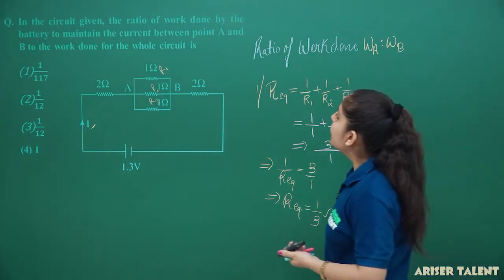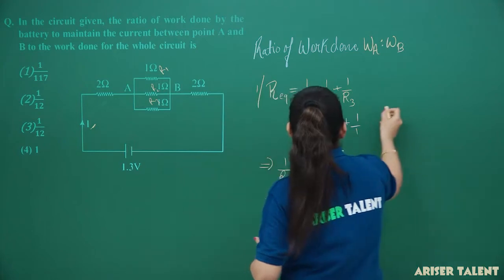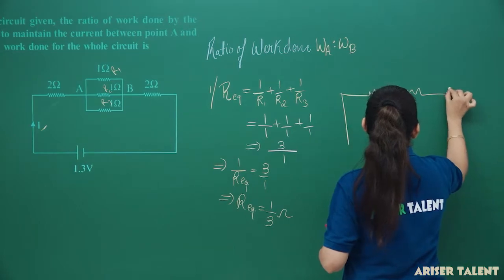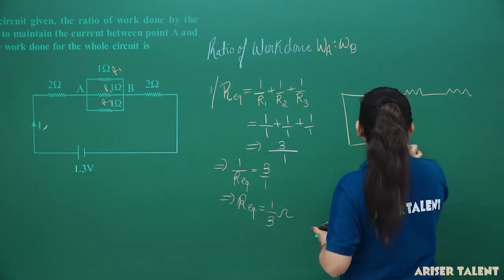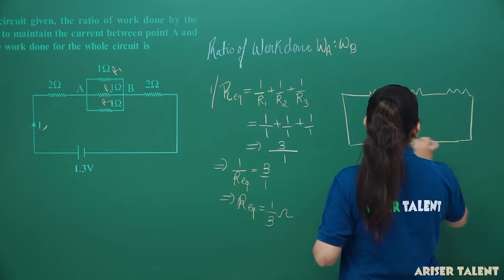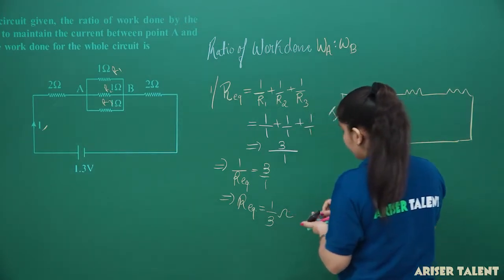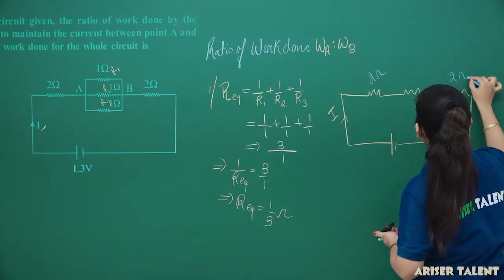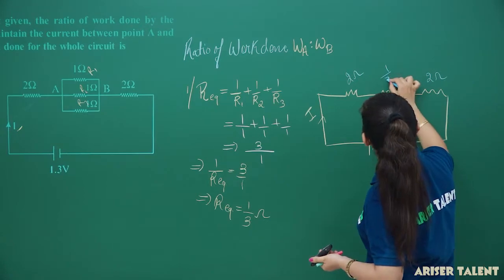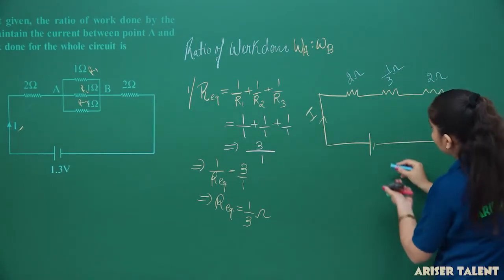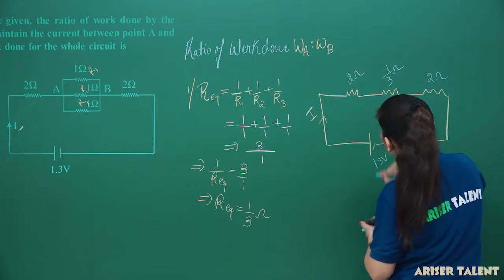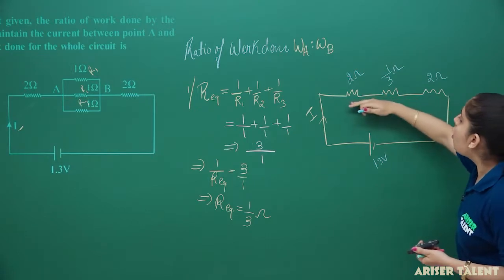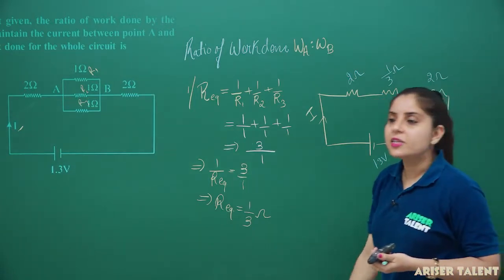Now, when I redraw the circuit, it can look like this. 2 ohm, then this A and B point, then this 2 ohm again, and this is a battery of 1.3 volt, and the same current is flowing in the circuit. So this is our 2 ohm, this is again 2 ohm, and the equivalent resistance here we have determined is 1 upon 3 ohm. Now, this battery is a 1.3 volt battery. If I compare these resistances, you can see that all three resistances are connected in series combination.